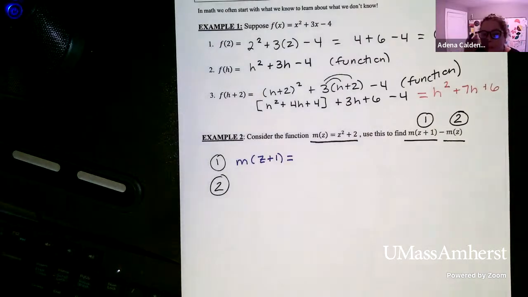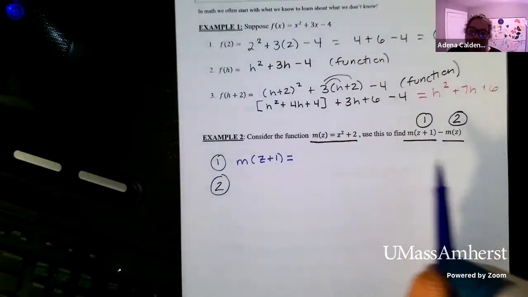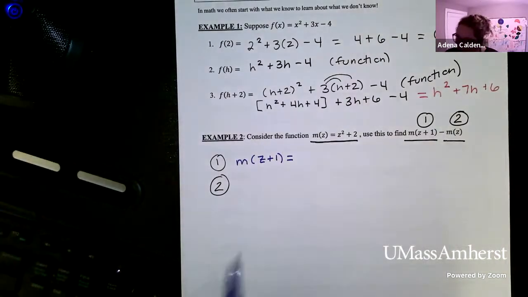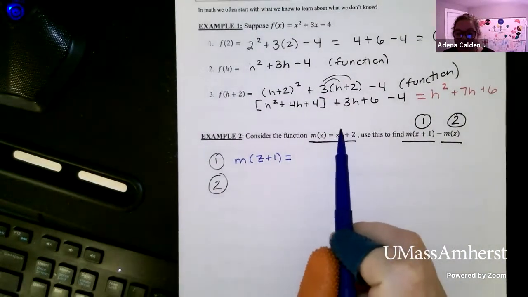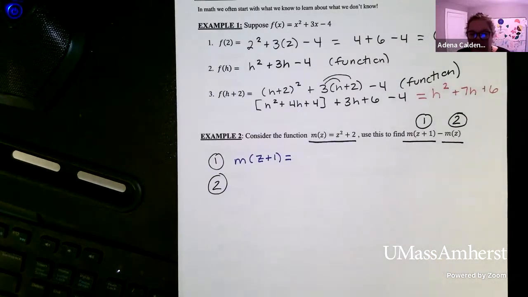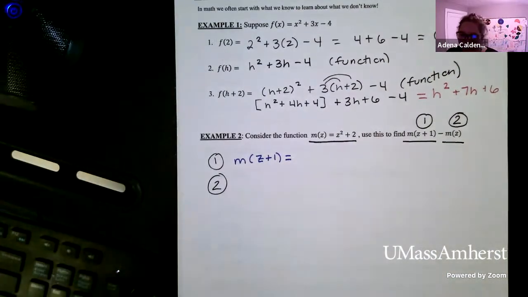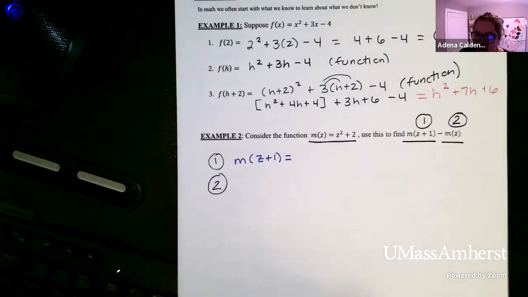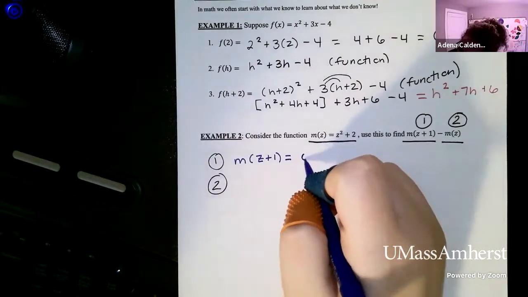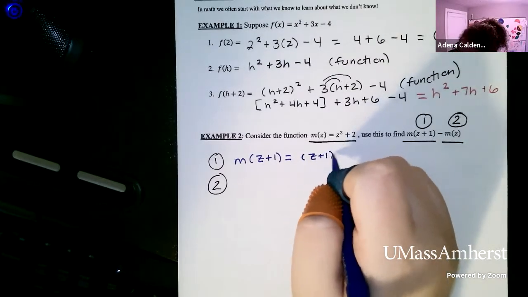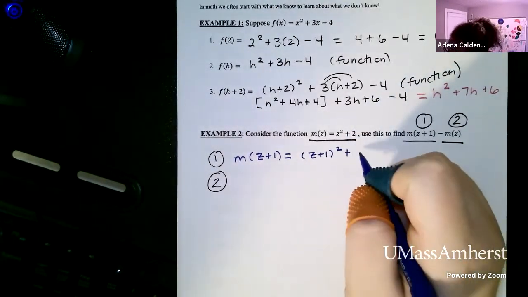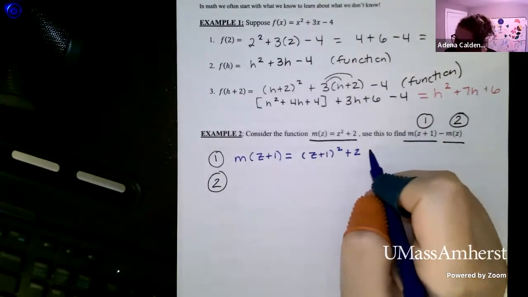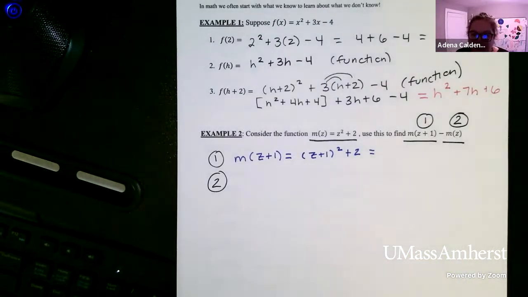Okay, so again, we want to find each of these separately and then put them back together to solve the final question. So m of z plus 1 means we're going to take a z plus 1 and plug it in wherever we see a z. So we're using the same variable as what's in here, which is a little tricky, so we just have to be careful about that. So that means we're going to have z plus 1 squared plus 2. And again, in order to be able to simplify this, we're going to want to FOIL out that first term.